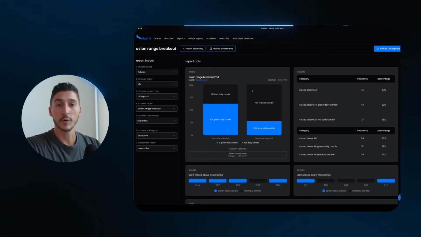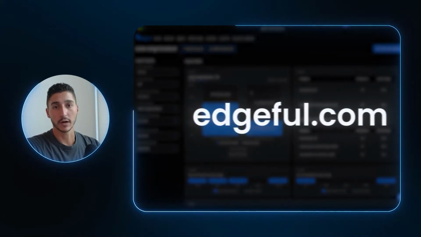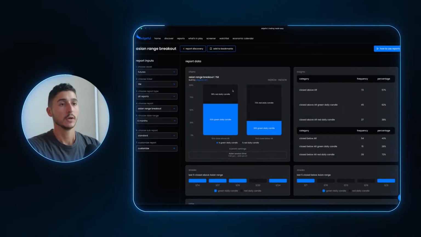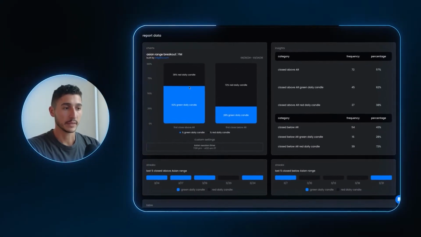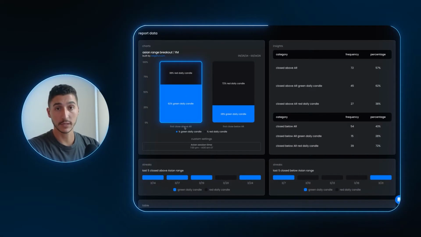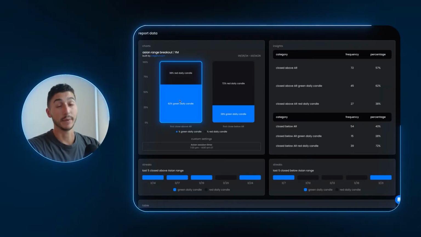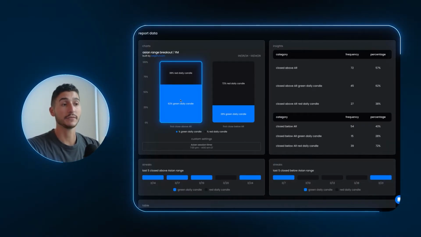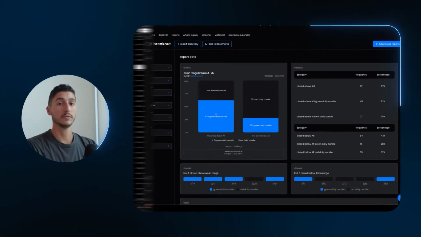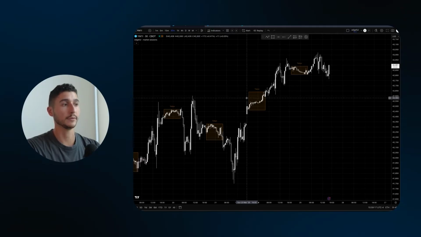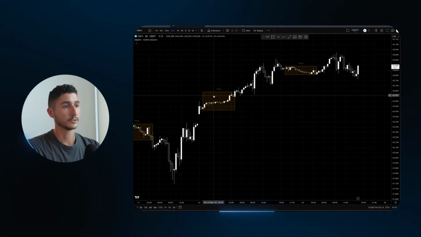Here's everything you need to know about the Asian Range Breakout report on edgeful.com. What this report measures is the first 15-minute close outside of the Asian range, and based on that close, how often does the day follow or reverse? Let me explain exactly what that means. Let's look at this example here.